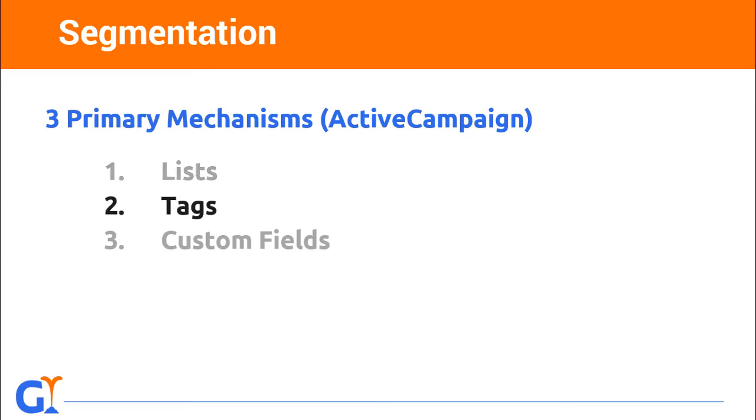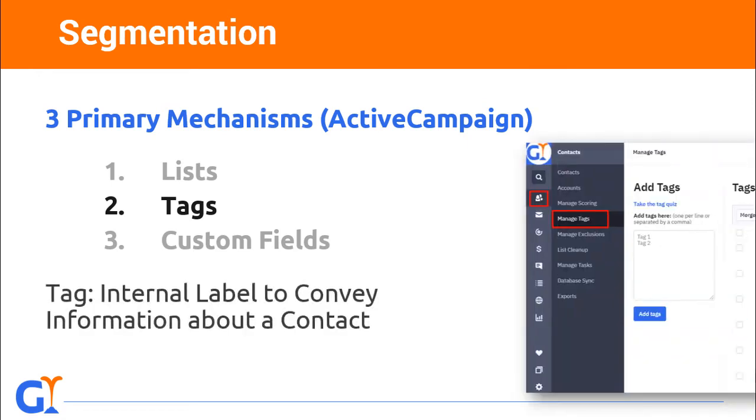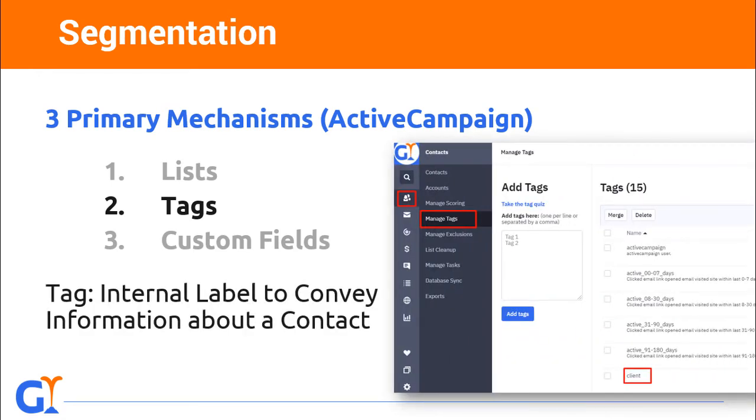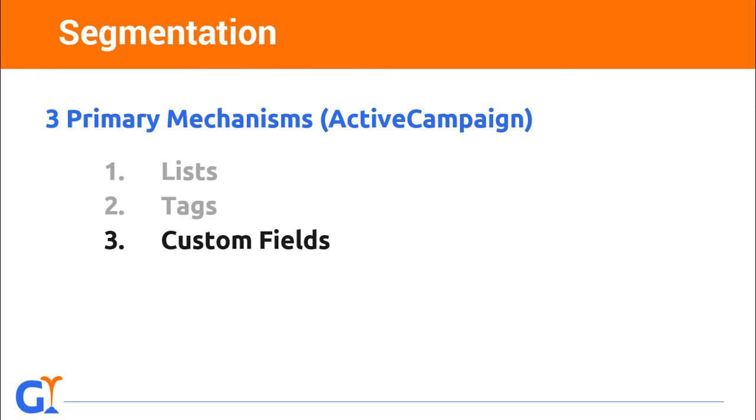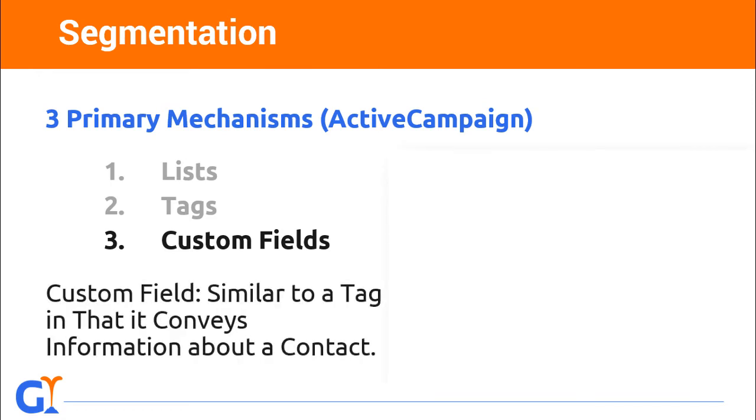On the other hand, tags or custom fields are not something a contact can generally control once they've opted in. A tag is an internal label that you apply to a contact to convey a piece of information about the contact. For instance, you may have a tag called client that you apply to a contact after they've made their first purchase. A custom field can also be applied in the same exact manner as a tag. But a custom field can also be a field on a form that the client fills out.